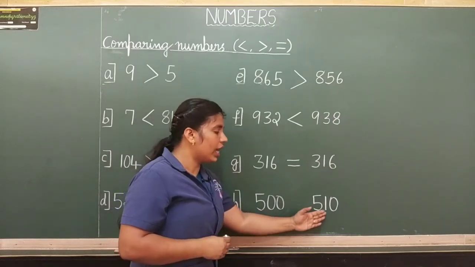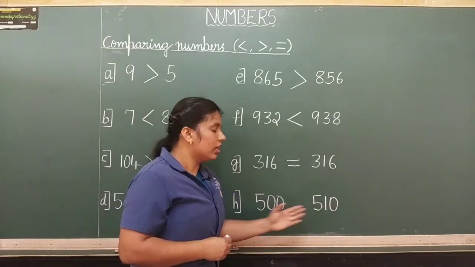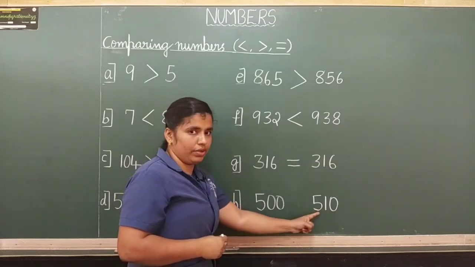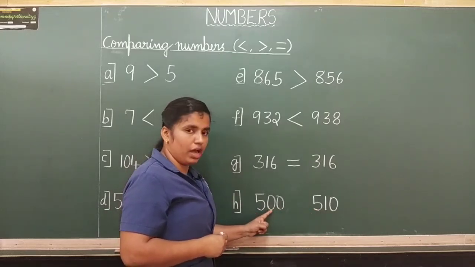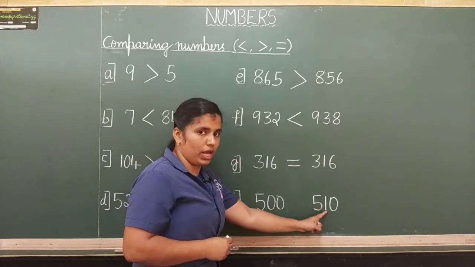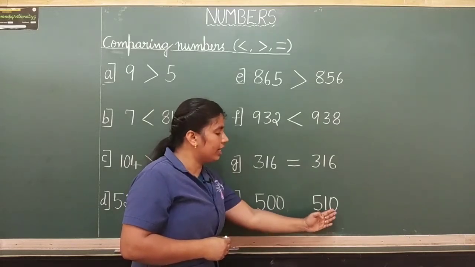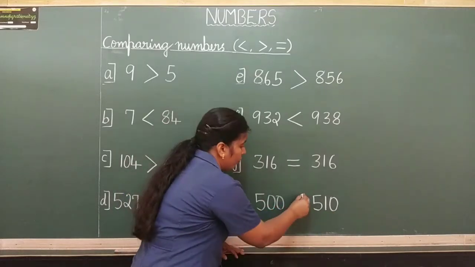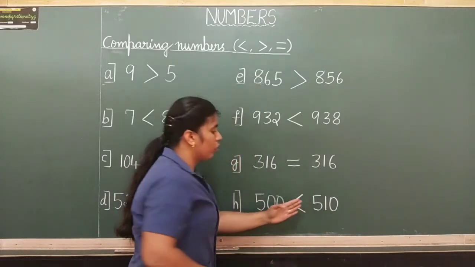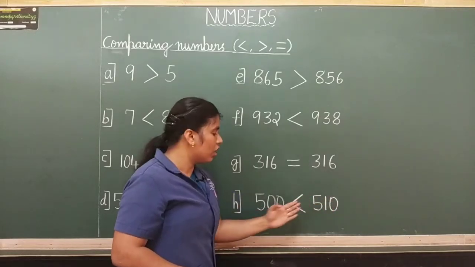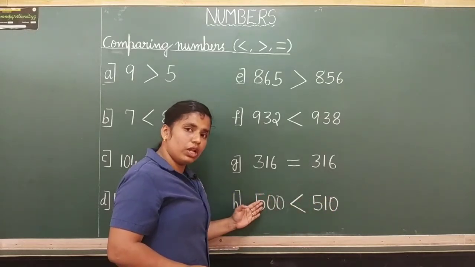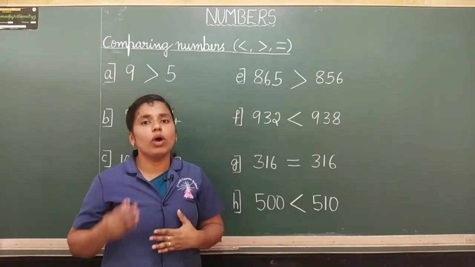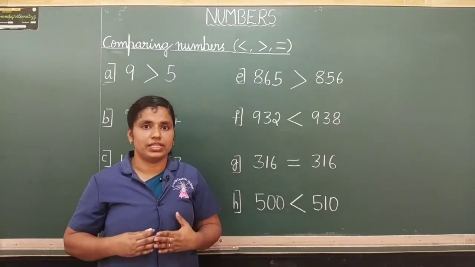500 and 510. In these two numbers, in the hundreds place we have 5. In the tens place here we have 0, here we have 1. Therefore, 510 is greater than 500. So, we have to put the symbol like this, open side towards the greater number, closed side towards the smaller number. I hope with these examples you are able to compare the numbers.